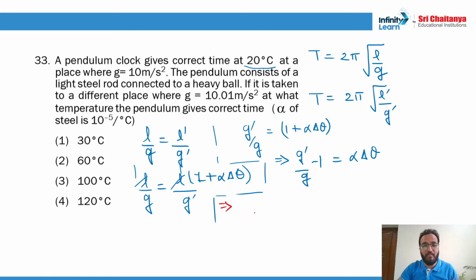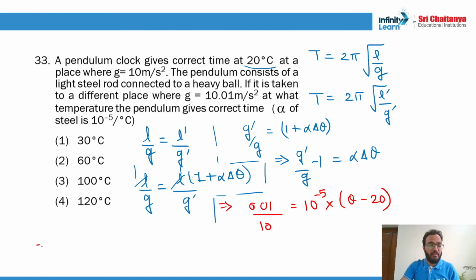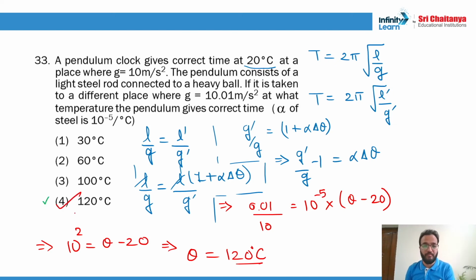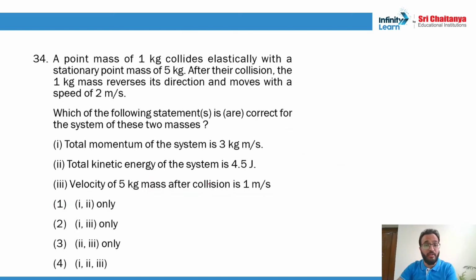I hope you can solve it from here. So g dash is 10.01. So 0.01 upon 10 is equal to 10 to the power minus 5 into theta minus 20. Initial temperature is 20. So how much will this be? It will be 10 to the power 2 is equal to theta minus 20. So theta will be 120 degree centigrade. I suppose fourth option is correct. Right? This is how you need to solve.